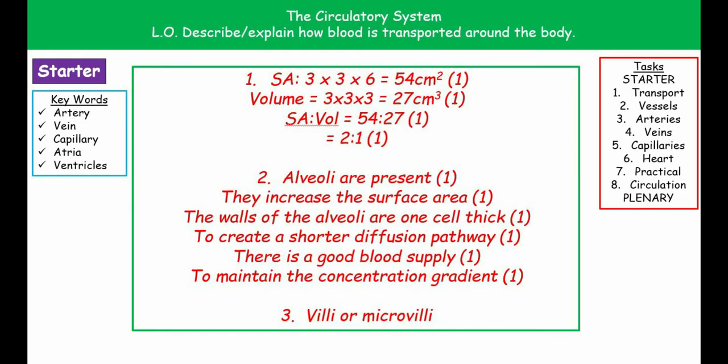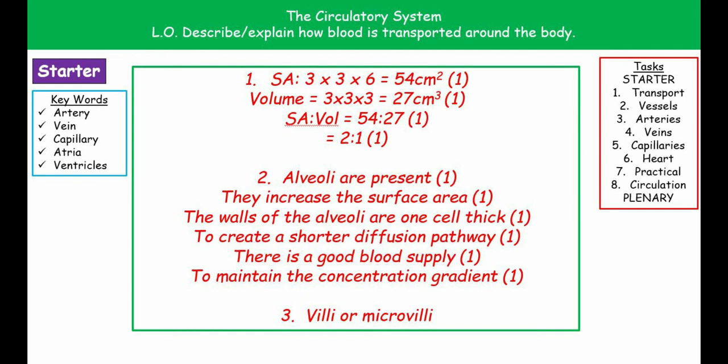Let's mark those answers then. So for the first one, to calculate our surface area to volume ratio of our 3 centimetre cubed, what we need to do is work out the surface area first of all. So 3 times 3 gives us the area of a single face, and there are 6 of them in a cube, so times that by 6 gives us 54 centimetres squared. Give yourself a mark if you got the surface area right.